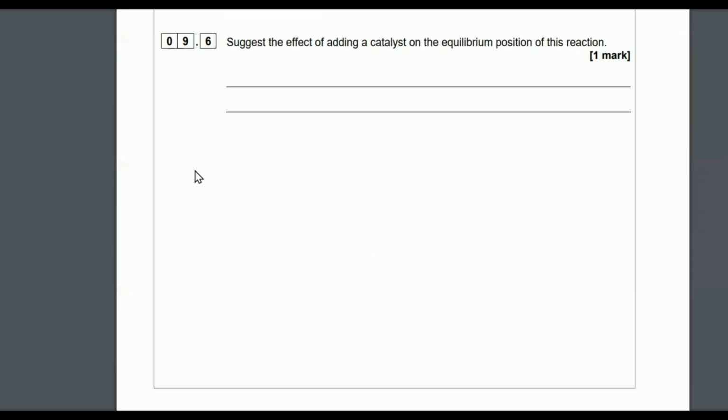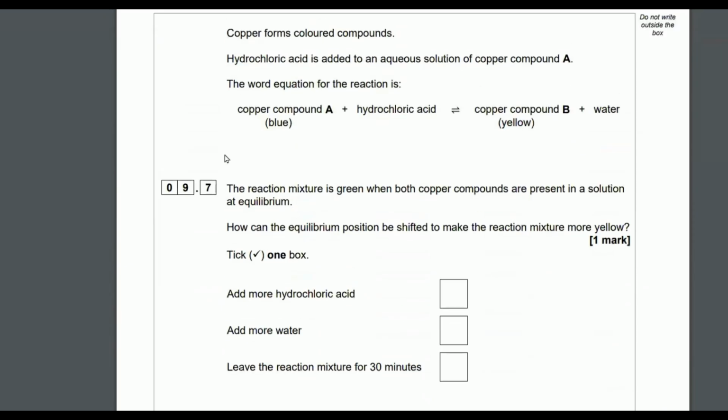sides. 2 marks. 9.6. Suggest the effect of adding a catalyst on the equilibrium position of this particular reaction. Well, actually, catalysts never affect the equilibrium position of any reaction. They increase the speed of the reaction, so you reach equilibrium faster, but they don't shift it to the left or right. They don't change the position of equilibrium.